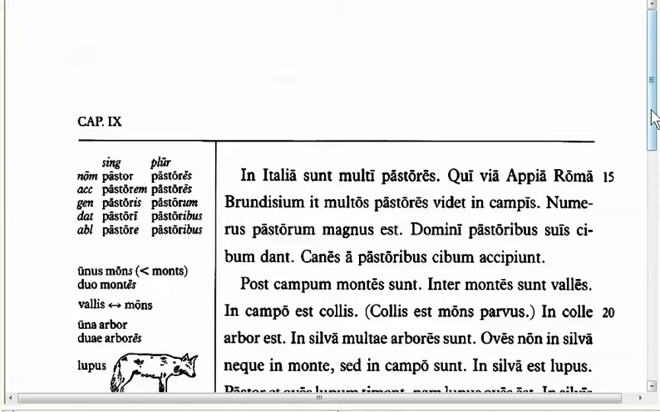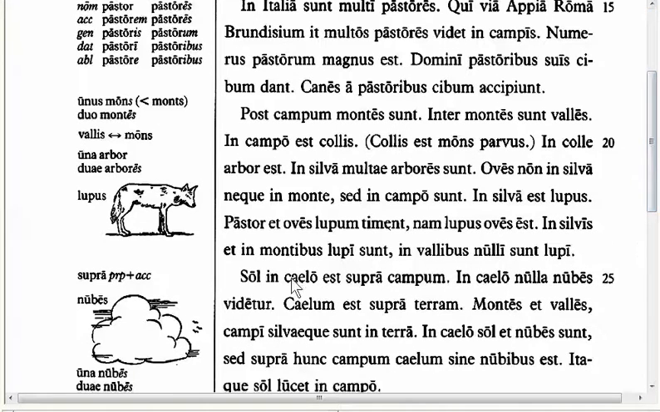That is, we have the preposition supra, which means above. And notice what case it takes, the accusative. So when you see supra, expect, here we have campum, the accusative. So sol in caelo est supra campum. The sun in the sky is above the field. Or the sun is in the sky, is above the field in the sky. So we have supra plus the accusative.